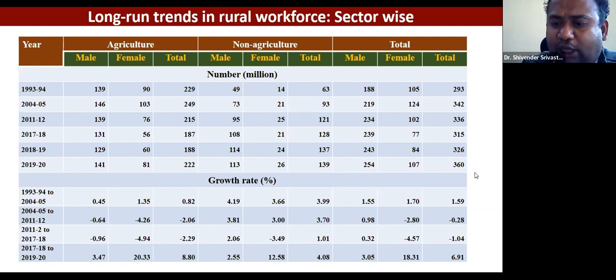So based on these data, we can only draw some implications. We can only see what the broader trends are showing. And if we can ground-truth these surveys using some primary survey, that will be more insightful, particularly in the employment sector.